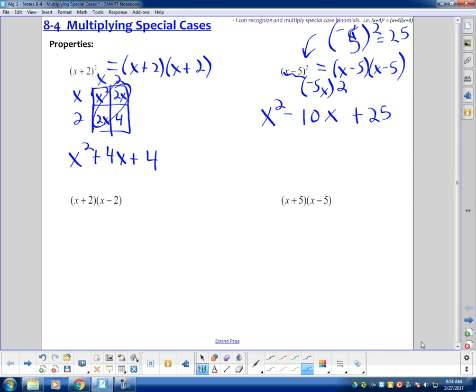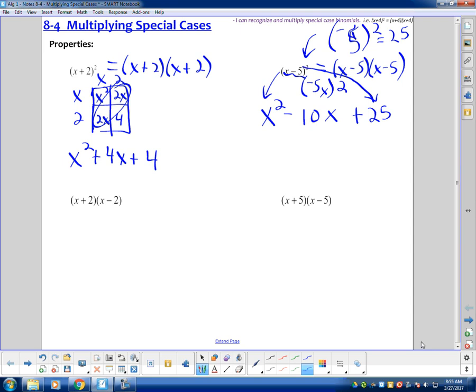So it's the first term squared, the last term squared, which whether it's positive or negative will always be positive. And then multiply the two terms in parentheses. In this case, it's negative 5x, and then double that number, multiply it by 2, and that will give you the middle term. So that always works for a perfect square.